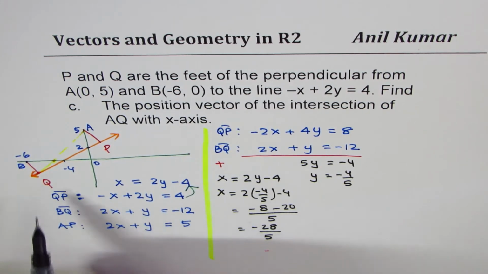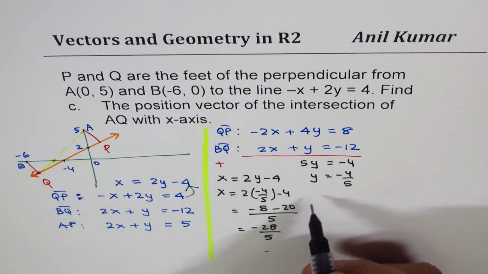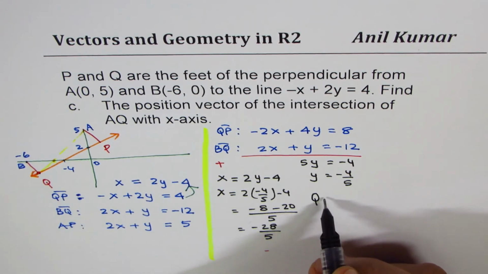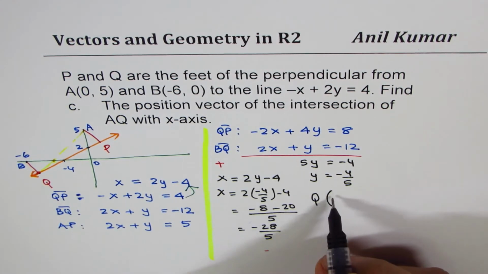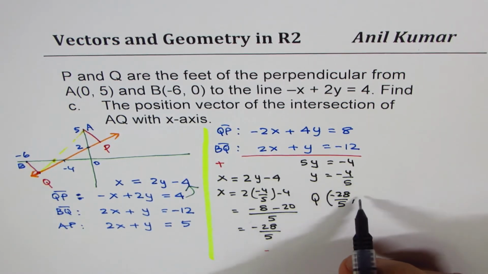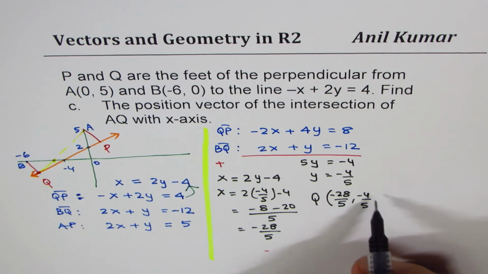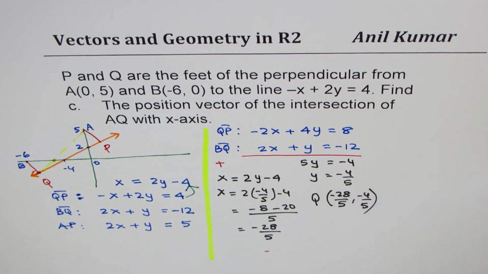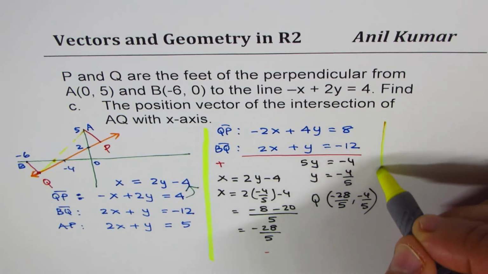So we get the point Q now. So for us, what is point Q? Point Q is basically the x value minus 28 over 5 and the y value minus 4 over 5. Is it okay? So that is Q. Correct. So we got the point Q now.